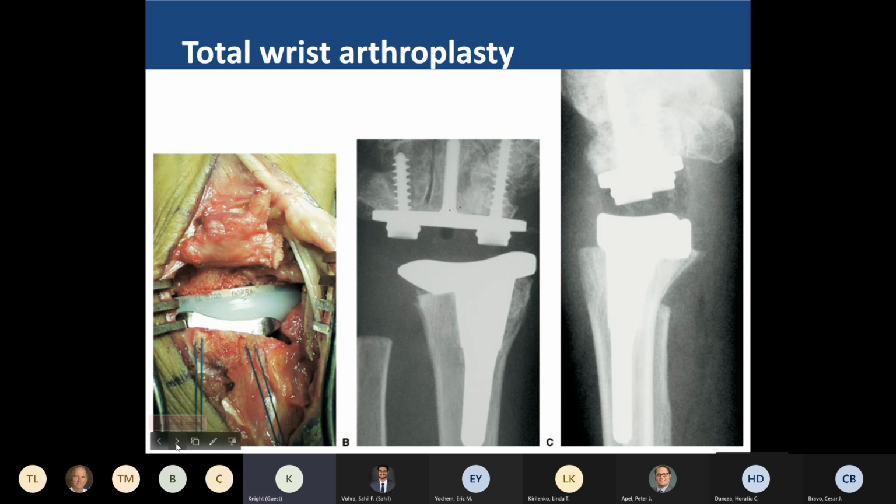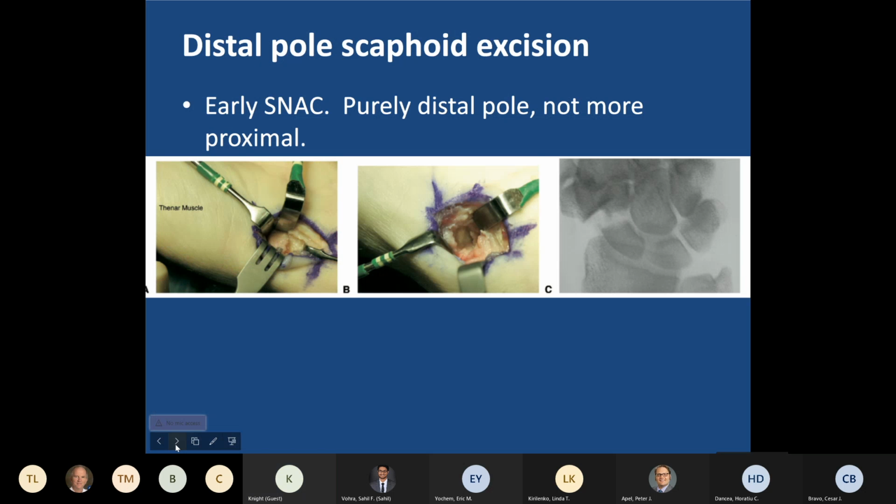So this is just an example of one of those implants. There are several. So next. And then of course distal pole excision. If you do have a non-union, you can certainly try to take out the distal pole. It's a smaller incision, and there have been reportedly good results with that. Next.